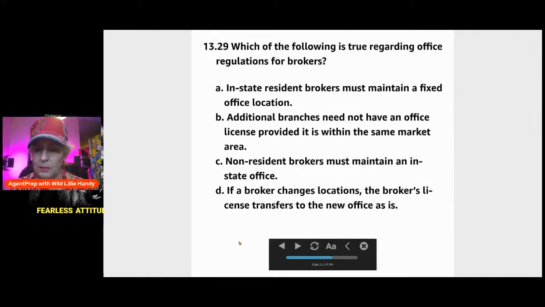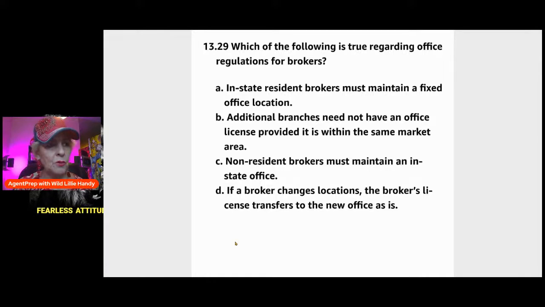And then did anybody answer C? Non-resident brokers must maintain an in-state. So the true one is in-state resident brokers must maintain a fixed office location. Oh, I'm sorry. So B, it said additional branches need not have an office license. Well, they do have a license in their office. It just doesn't have to be a separate one, because some offices have multiple locations within a metropolitan area or other branches nearby in one of the suburbs.